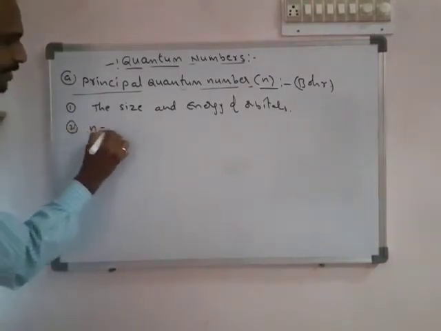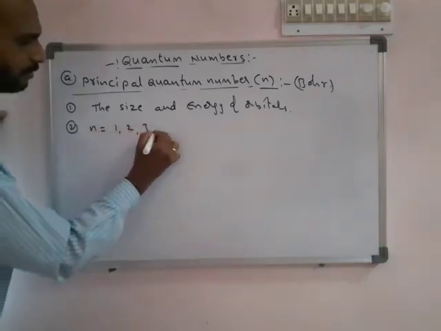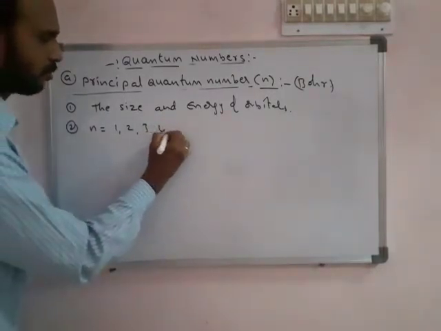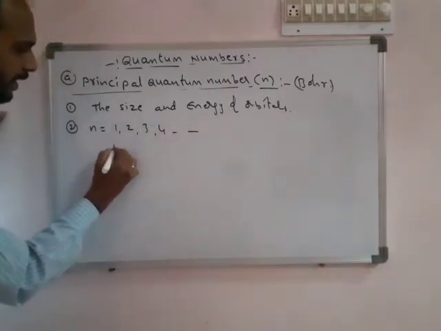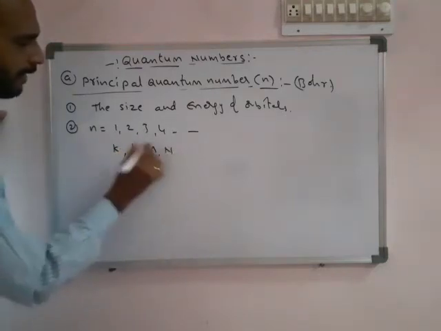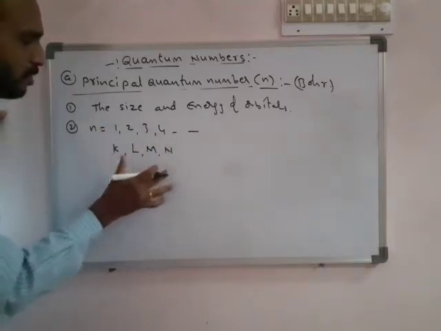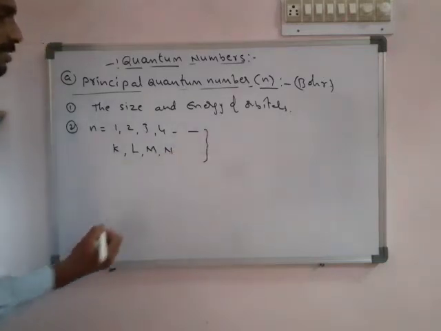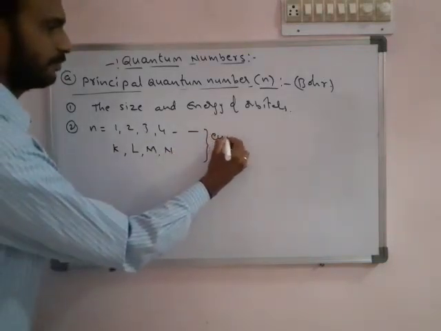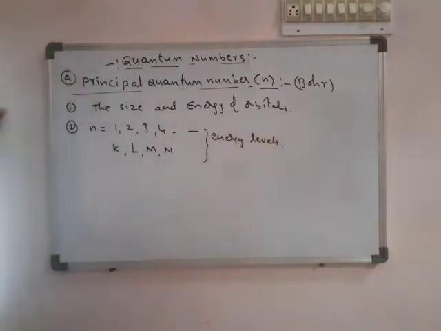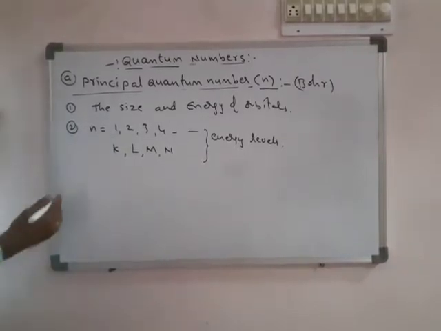What are the n values? 1, 2, 3, positive integers 1, 2, 3, 4 like that. These are indicated by K, L, M, N from inside, meaning from the nucleus. These are also known as energy levels.